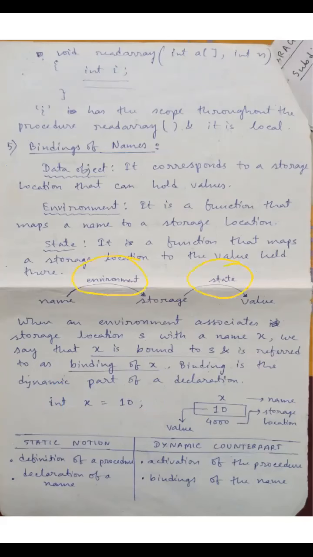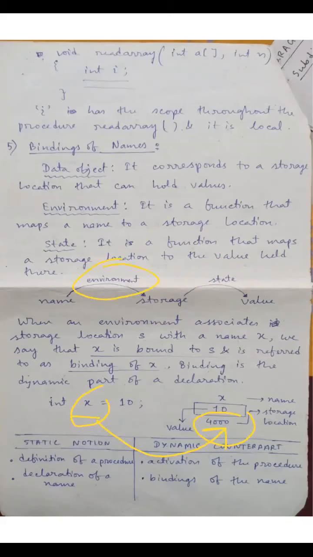What is environment? Environment is a mapping that maps a name to a storage location. That means when you declare x equal to 10, then x will be mapped into location 4000, right? This variable name to location, this mapping is called environment. That is, mapping from a variable name to memory address is called environment.